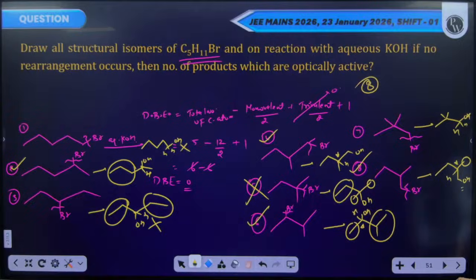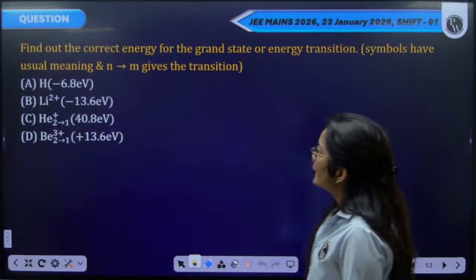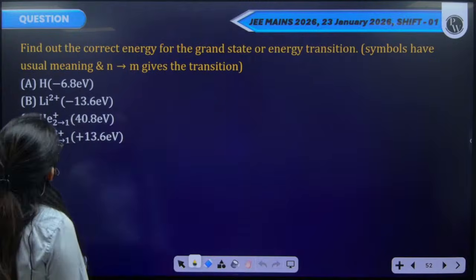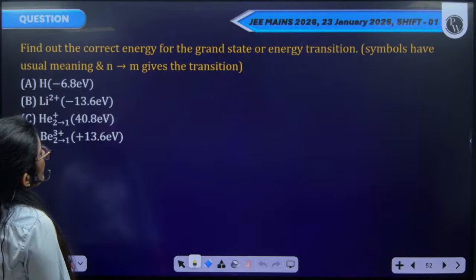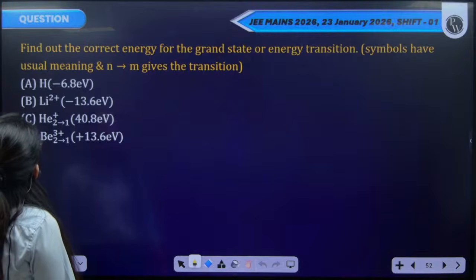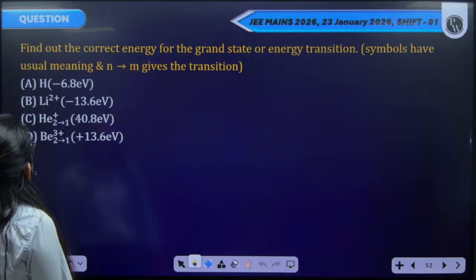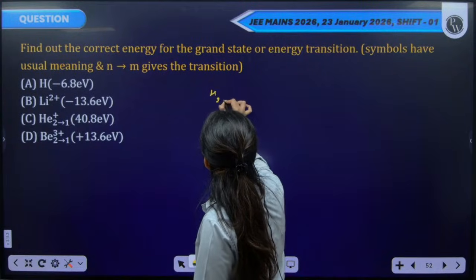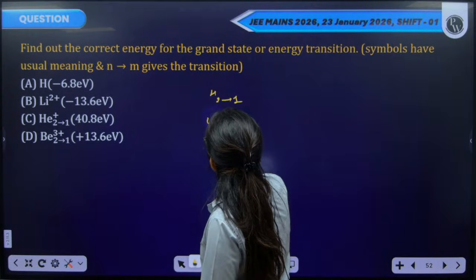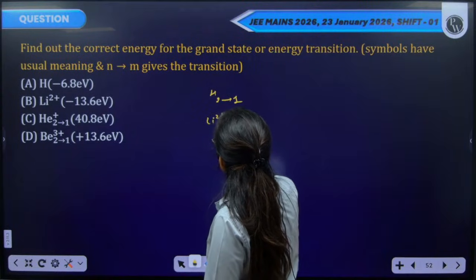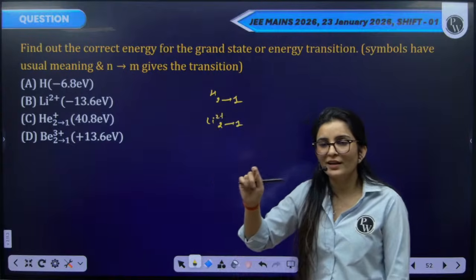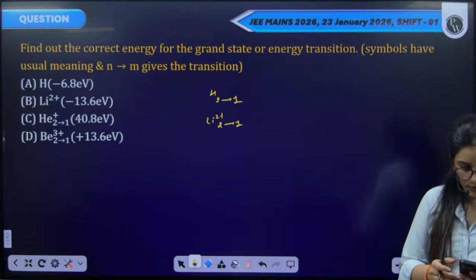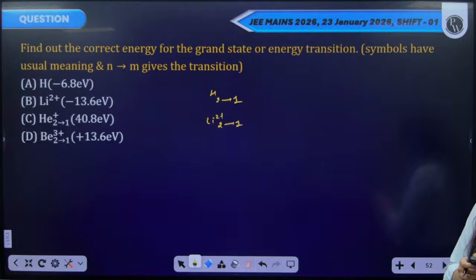Okay, next you can see, yeah, so basically this question, I think you just read out the question: find out the correct energy for the ground state or energy transition. Symbols have the usual meaning, N to M gives the transition. So basically this question was just like that. In case of hydrogen there will be a 2 to 1 transition. In case of lithium 2 positive there will be a 2 to 1 transition. Basically these are the values of shells, from which shell to which shell the transition takes place. Okay, let me just check this question. I think there are some discrepancies there.